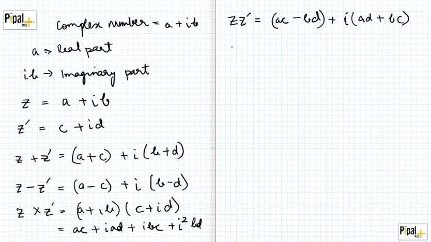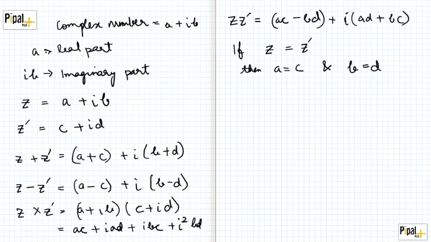Now if you were to tell me that Z and Z dash are equal, then the only way they will be equal is if the real part equals the real part and the imaginary part equals the imaginary part. That is the only way for two complex numbers to be equal, right?